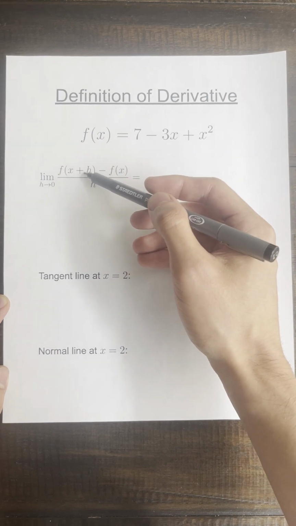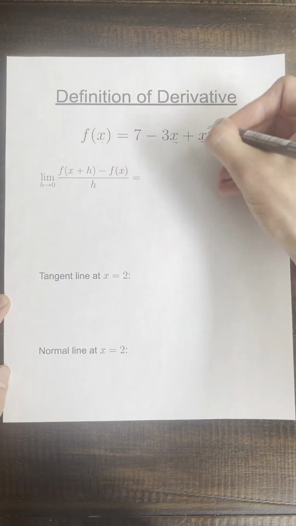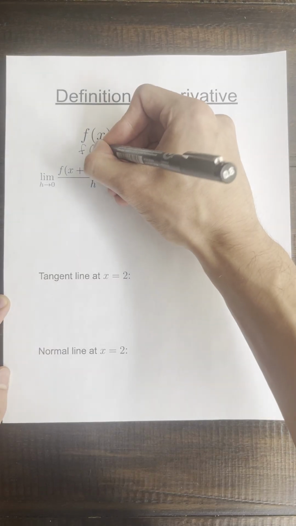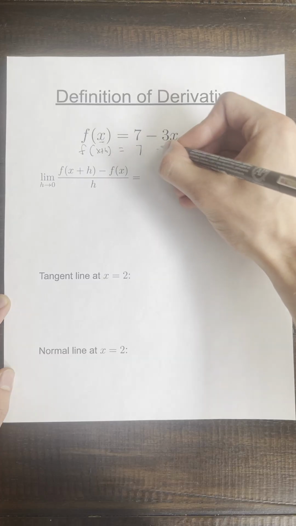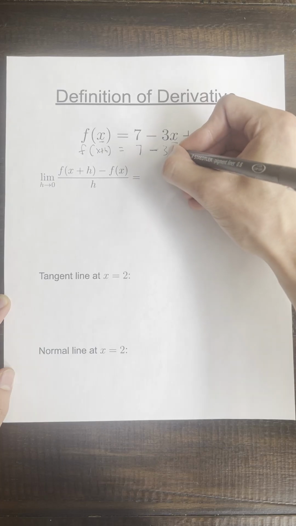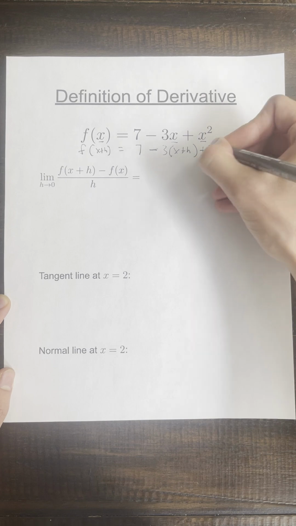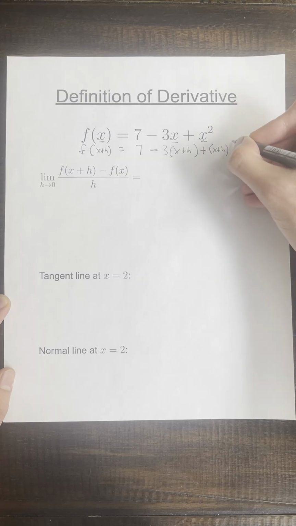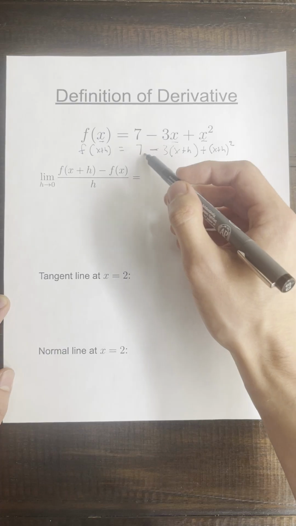How do we find f of x plus h? Well, we can change all the x's to x plus h. So I'm going to change this to x plus h. Okay, and then minus 3 times x plus h. And then plus, this gets changed to x plus h as well, so it's going to be plus x plus h squared.